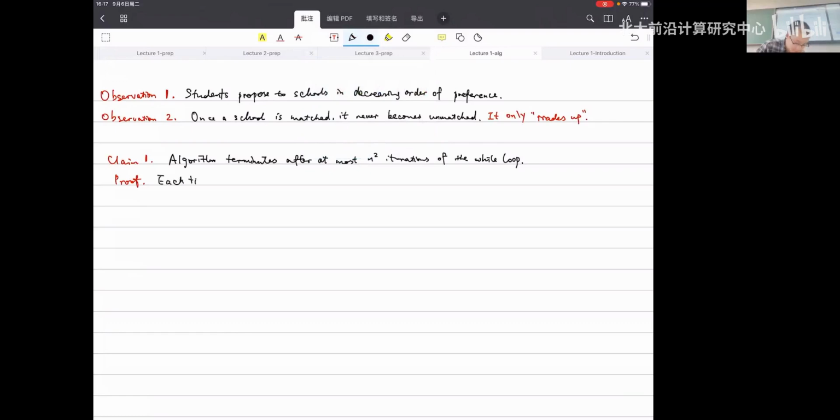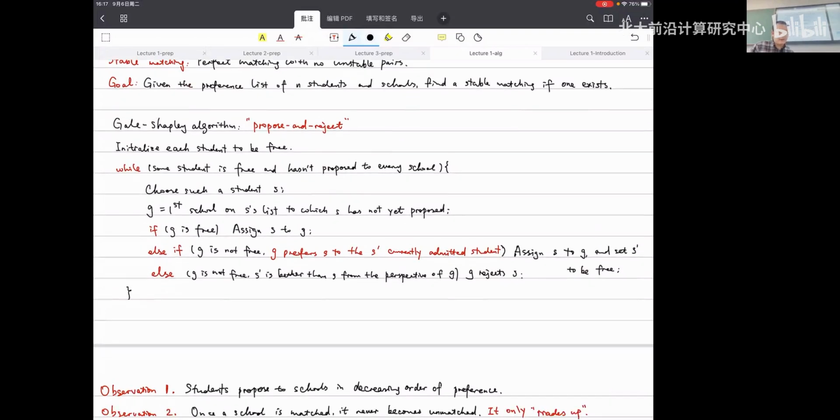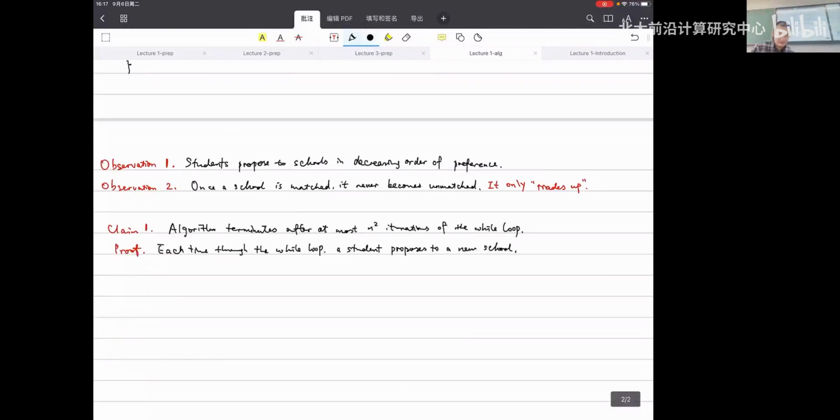Each time through the while loop, a student proposes to a new school. I guess this is apparent because in the while condition, we are saying that some student is free and hasn't proposed to every school. And then here we consider the G to which S has not yet proposed. Not yet proposed just means that the student is going to propose to a new school. And for each student, there are n schools.